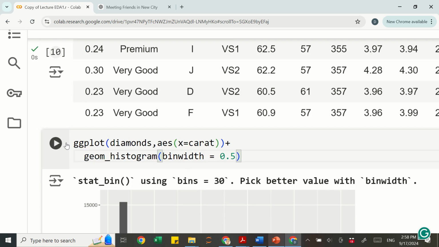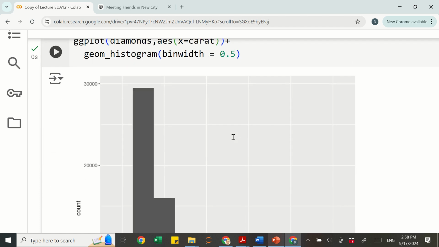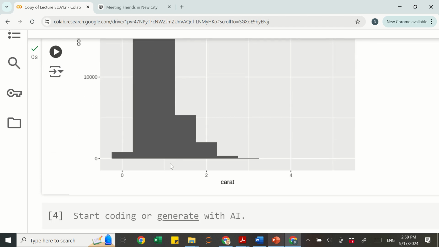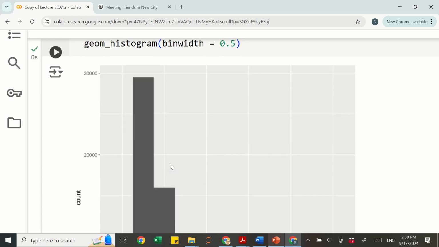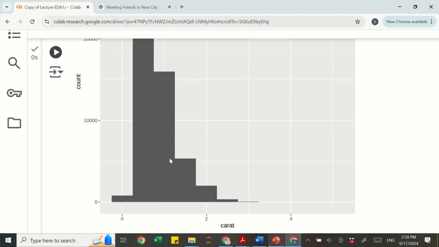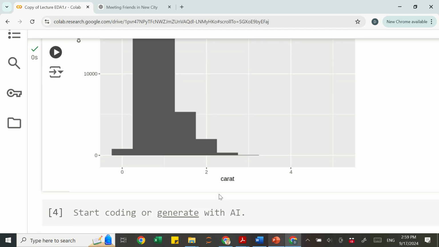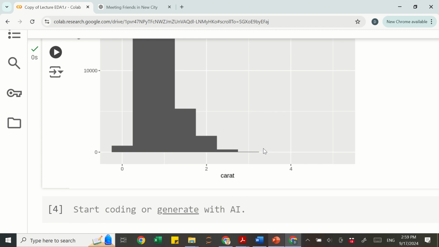That will be the size of the bin. So they look bigger now that I change it to 0.5. The shape looks similar. Okay, so let's say that we're going to analyze the smaller diamonds, those that are less or equal than 3 carats.